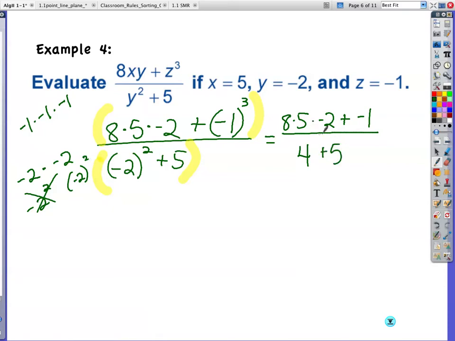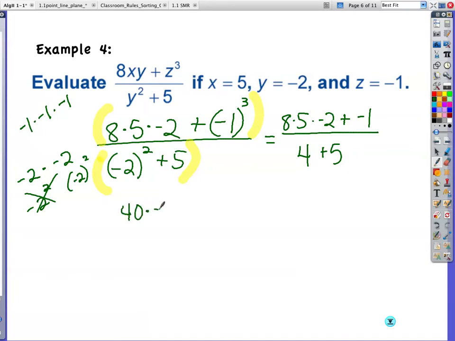All right, now I look at the top again. After exponents, then it's multiplication and division. I have a multiplication, all right, and I go in order left to right. I can't pick out this one first. I'm going to go left. 8 times 5 is 40.